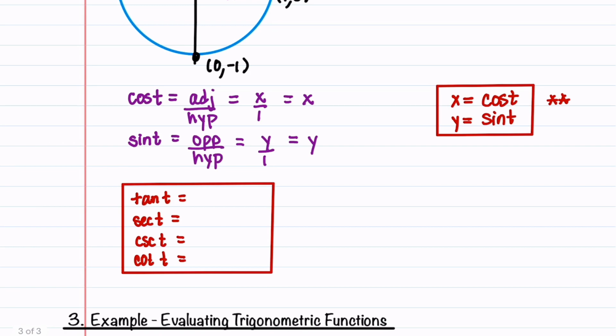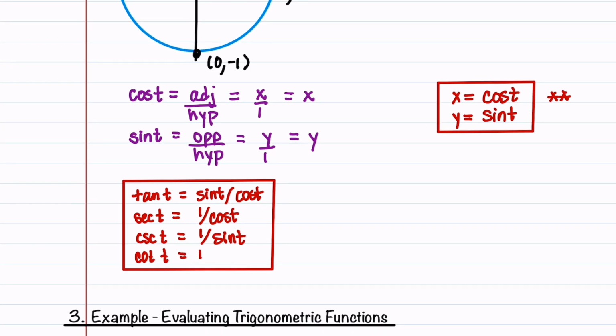Our other trigonometric functions can be written like this. We'll write tangent t as sine t over cosine t. We'll write secant t as 1 over cosine t. We'll write cosecant t as 1 over sine t. And we'll write cotangent t as 1 over tangent t.